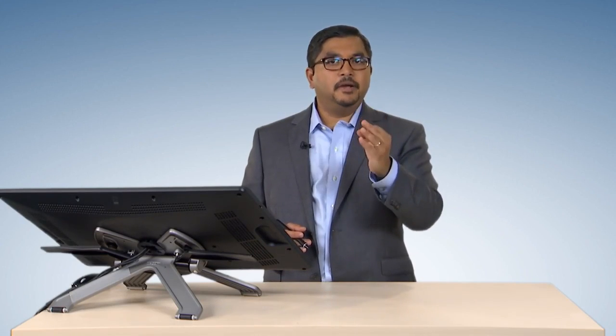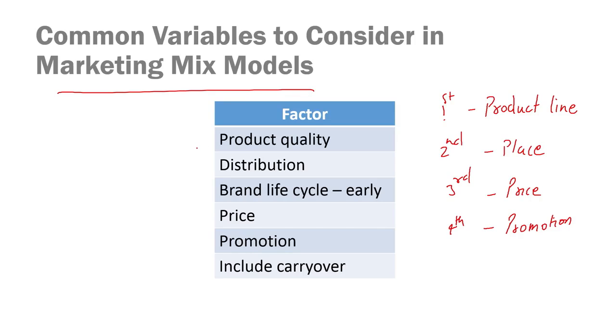Now one of the things we saw in multiple regression is it's not just about what you include in the model, it's also about what you have missed out. So what are the common variables to consider when including in marketing mix models? So I go back to the basics here. I always say remember to include the 4 P's: product, price, place, distribution. So what you have up here are different aspects of these 4 P's.